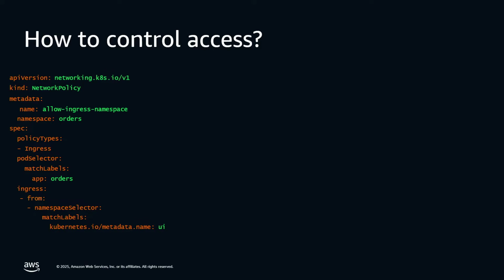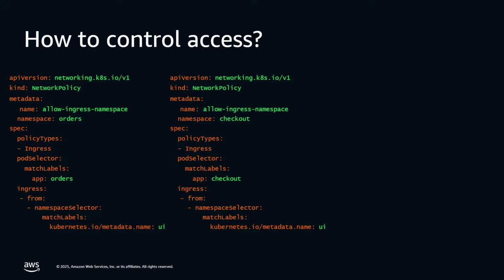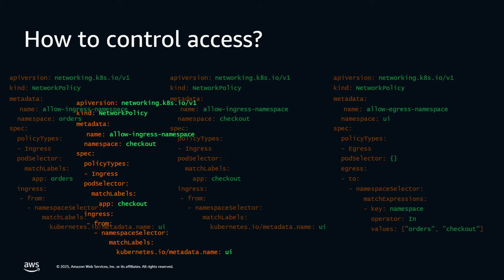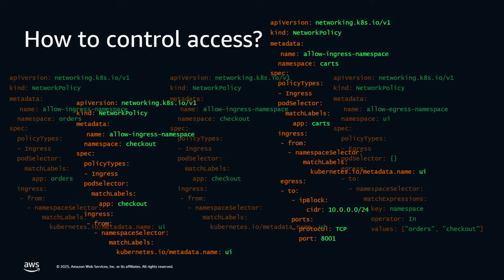So you can see this is a quick example of a network policy. On the spec, we have the pod selector. So all the orders pods on the orders namespace are allowed to receive ingress communication from the UI, as you see in the bottom. But then you need to open for the checkout as well. And then you need to go to the UI and say, hey UI, you can go to these two namespaces. And then you need another policy and another policy.